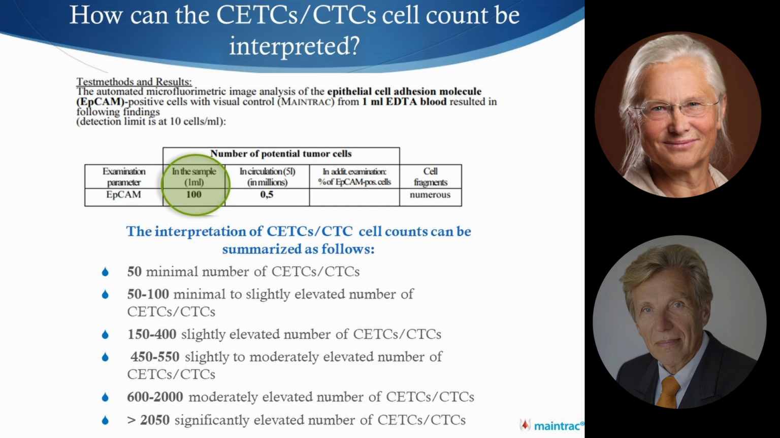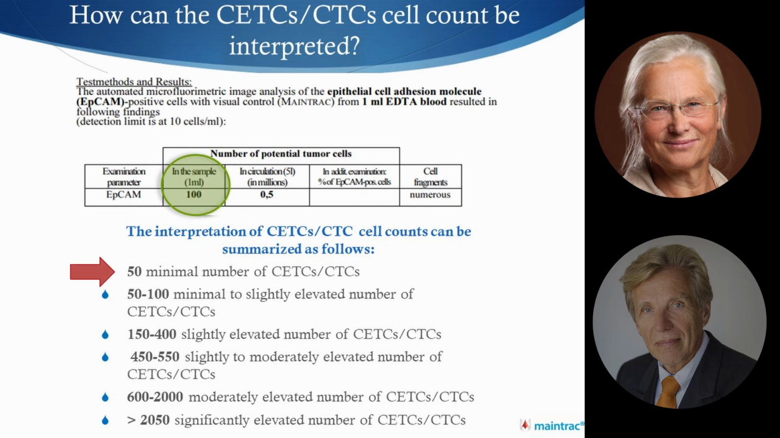We then, in our reports, interpret the number of CTCs. And as you can see, that's how it is represented in our report. There is the number of EpCAM positive cells in the sample, which is 1 ml. And then it's calculated for 5 liters of blood. And in addition, we give an estimation of the cell fragments. But it's very difficult to give a number for the cell fragments, because one cell can decay into numerous small fragments. So we just give an estimation.